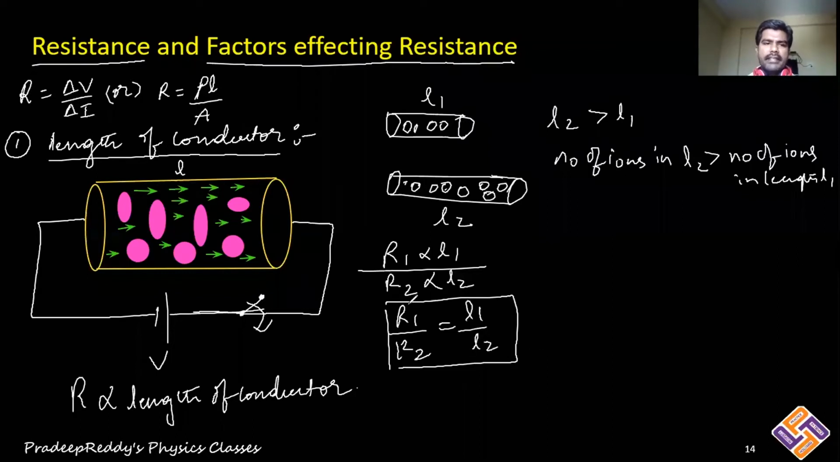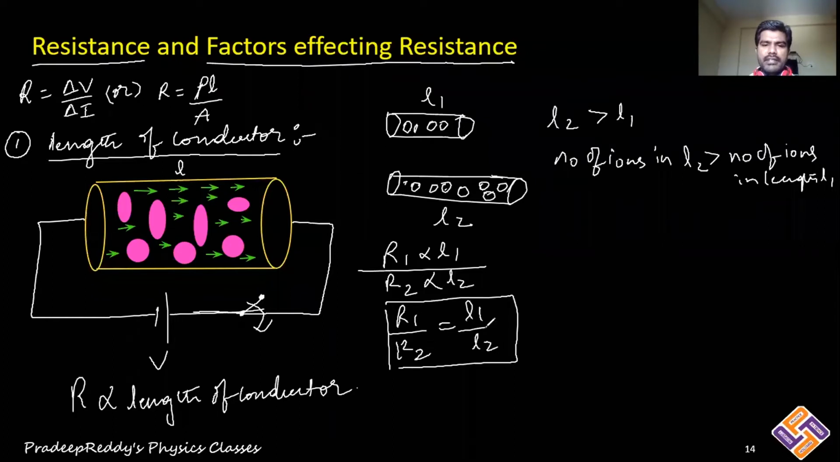And obviously, as length of the conductor changes, there will be change in the resistance. If length increases, then obviously resistance also increases. If length decreases, resistance also decreases. That is the factor which is affecting resistance of the conductor. This is the first factor, which is length of the conductor. Of course, we have derived this equation R proportional to L in the previous video lecture itself. I am just giving you the explanation of how length changes resistance of the conductor.